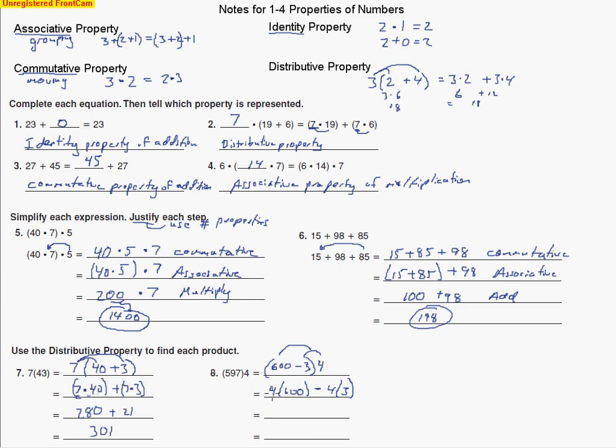So now I go ahead and multiply. 4 times 6 makes 24, and then carry down the 2 zeros, and then minus 12. And you see this subtraction is a little bit easier than having to figure out 4 times 597 in your head. So 12 from that number gives me 2,388. 2,388 is our answer. Well, those are the types of problems you'll see on tonight's homework. Good luck.